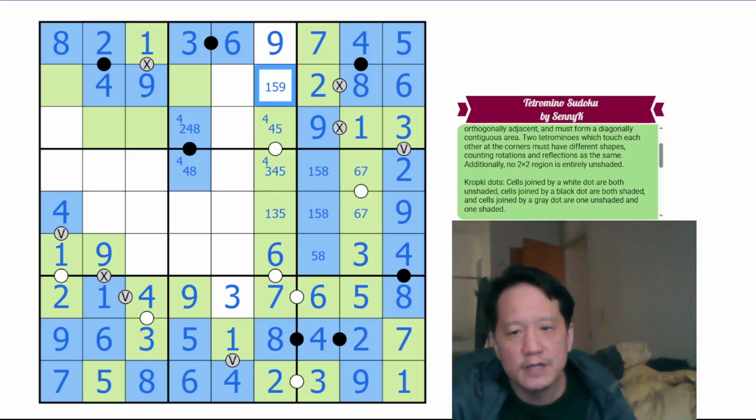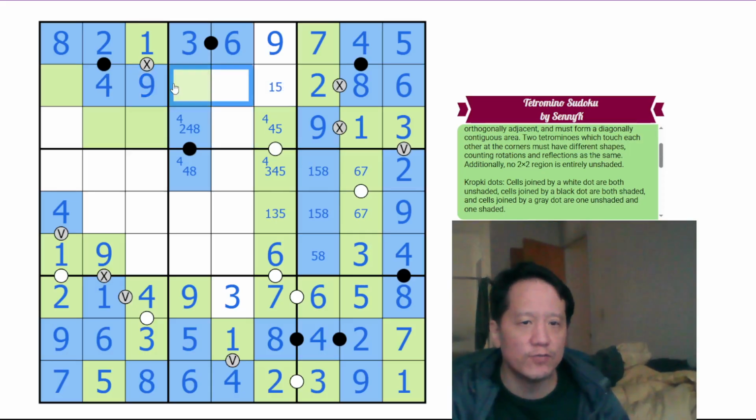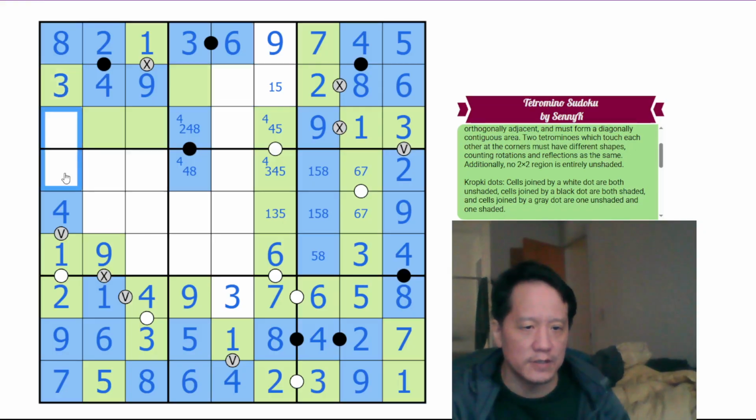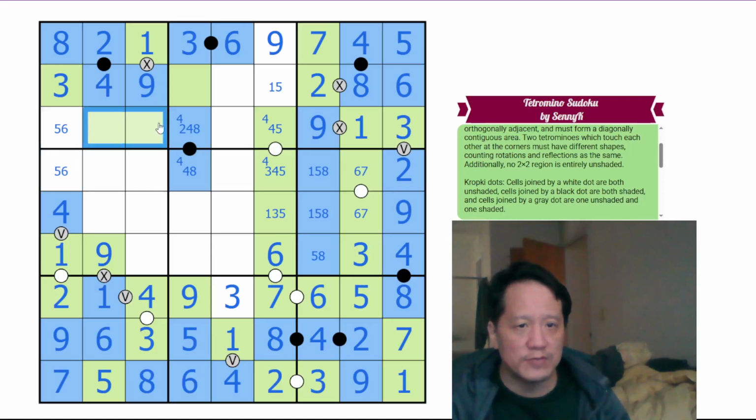9 eliminates 9 here. We have 1, 5, and 7. We have 3 cannot be any of these cells, so 3 has to be here. That leaves this as a 5, 6 pair. We have 5, 6, 7 remaining here. So this can't be 5 or 6. It's 7, which forces this to be 5 or 6.